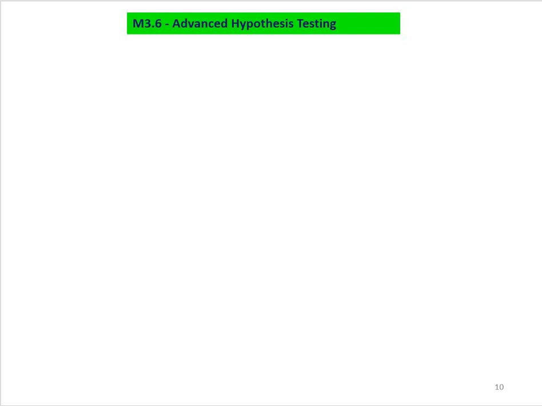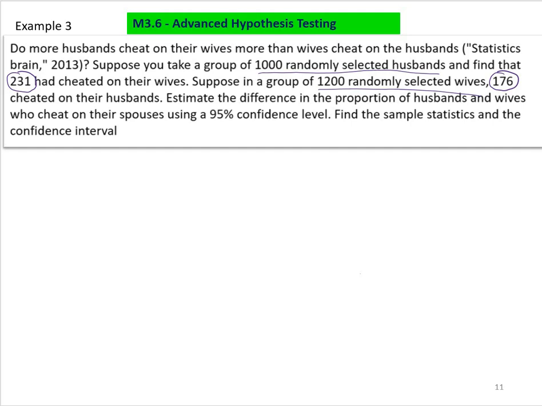Today we are going to discuss some problems from Advanced Hypothesis Testing: how to find the confidence interval, how to find the point estimate of the difference of the proportions, and how to test the hypothesis using the difference of proportions. Okay, so let us go to a problem, and this is example number 3 because we have discussed the 2 questions in the last video. That's why we are starting with the next one.